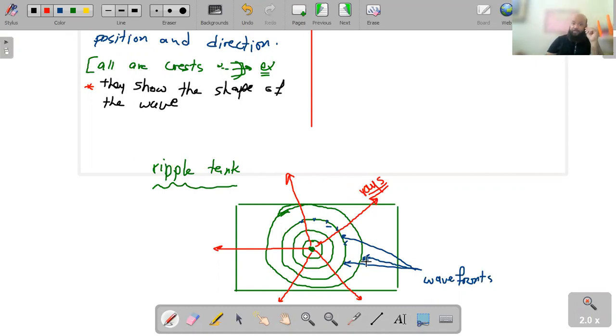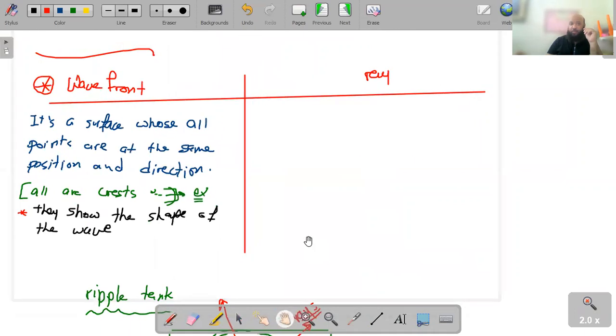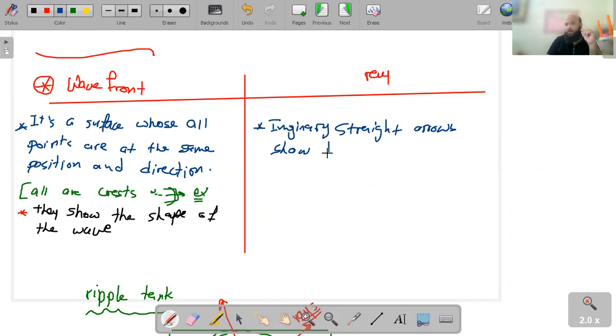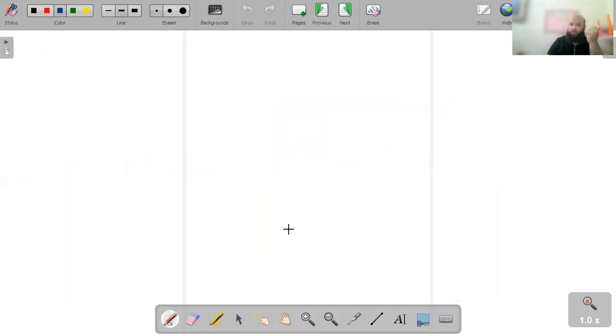تمام؟ جميل جدا جدا. هنا يبقى we have to, the rays are imaginary straight arrows that show the direction of the wave. So the direction of the wave. And here, show the direction of the wave. Tamam? طيب. By the way, the most important point here, yani we have to talk about two important points here.